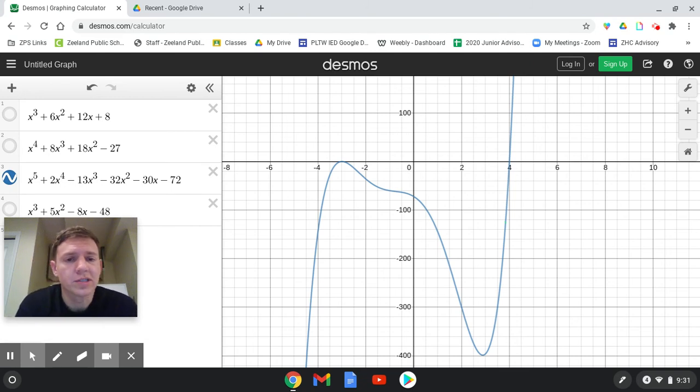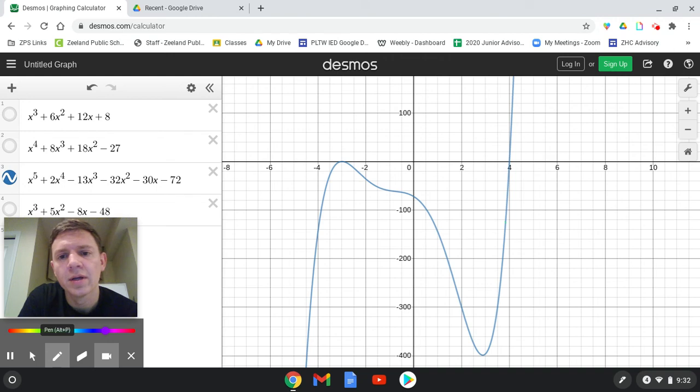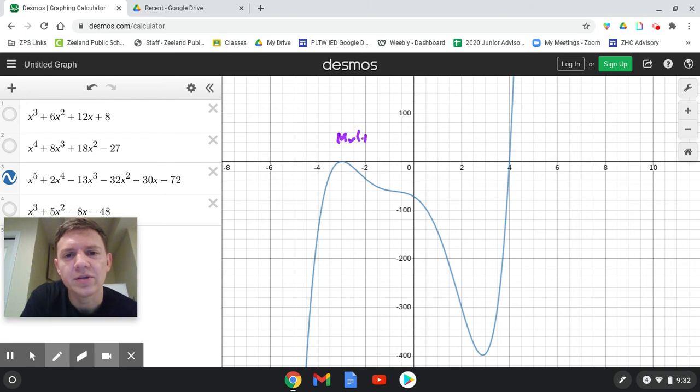Okay, so let's look. Where does this cross the x-axis? Right away, I'm seeing this point, 4, 0. And I'm seeing right here, it looks like it bounces off the x-axis, the point -3, 0. What does that mean? Okay, so we've got some multiplicity here. Multiplicity of at least 2 there. And we've got a multiplicity of 1 here.